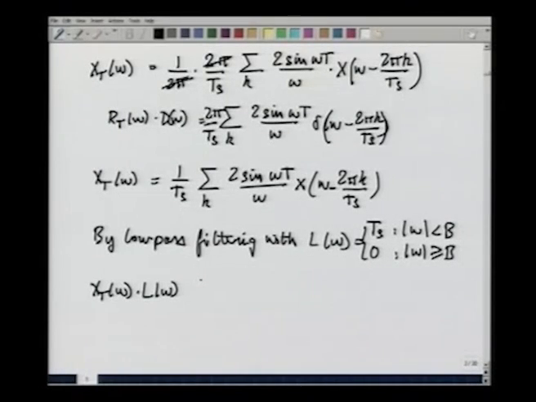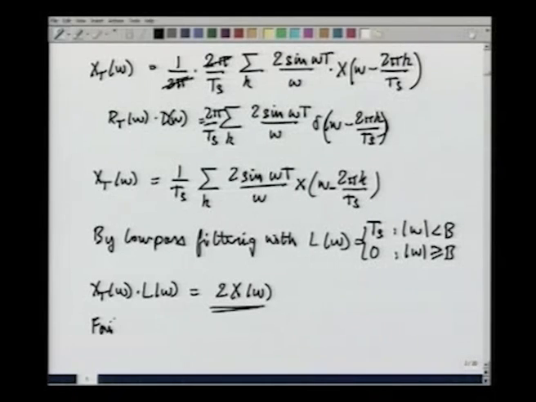Let us see, sin omega t by omega evaluated at omega equal to 0 will give you 1. So, you have 2 X omega. That is it. You have practically got what we wanted, except for the scale factor of 2, which can always be adjusted. So, faithful top sampling is capable of undistorted retrieval.